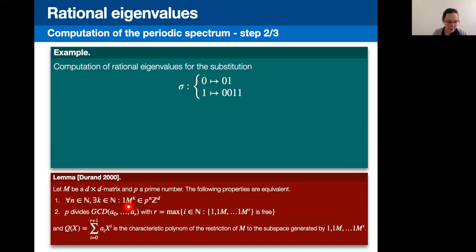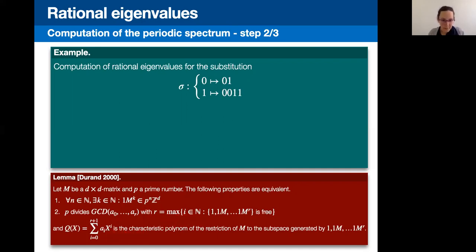The first one means that for all integers n, we will have that the vector 1 times M to the k belongs to P^n Z^d. This means that P^n belongs to the periodic spectrum for each exponent n. And this is equivalent to the fact that P divides a GCD of the coefficients of a polynomial.